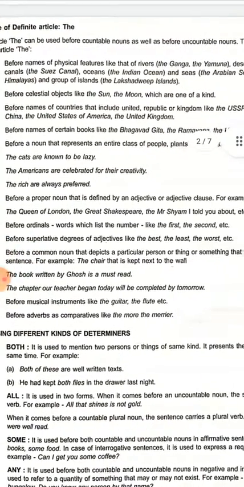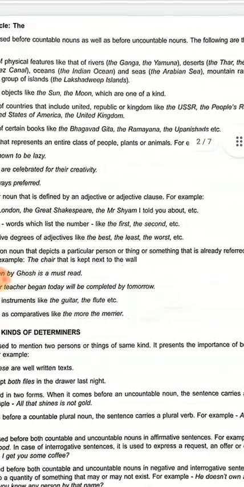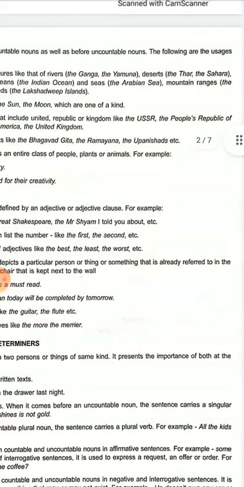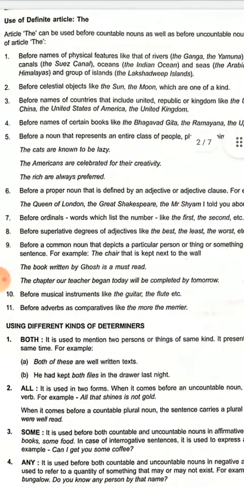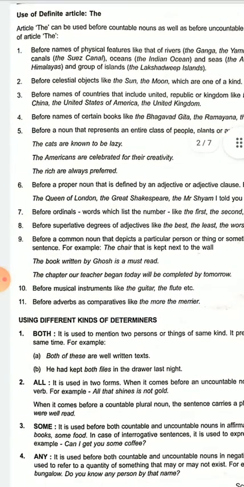Before a common noun that depicts a particular person or thing, something that is already referred to in the sentence. For example, the chair that is kept next to the wall. Before musical instruments like the guitar, the flute, etc. Before adverbs as comparatives like the more, the merrier.